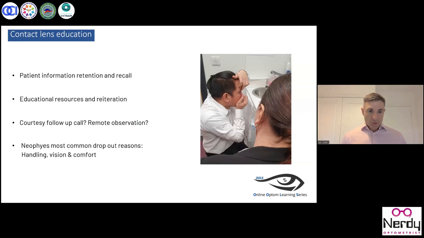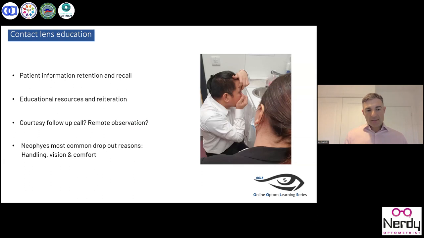So just as a reminder, why might someone not get on with contact lenses initially if they're a new wearer? Well, the top three reasons tend to be handling related, which is something we should be able to do something about with the right education. It could be visual related, especially if it's toric and presbyopia. So again, that might be around setting expectations and maybe that tweaks are needed. And of course, comfort as well. So we'll talk about how we might address that with the later cases.